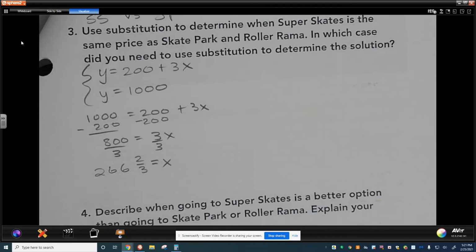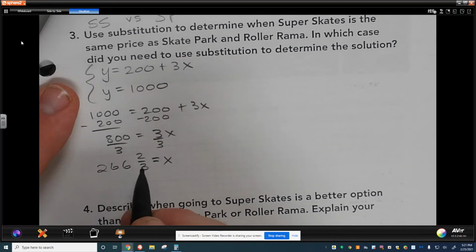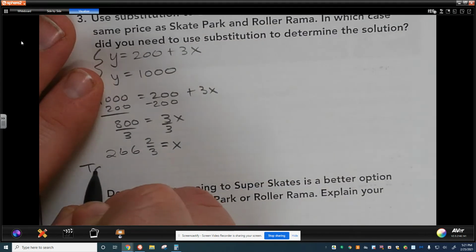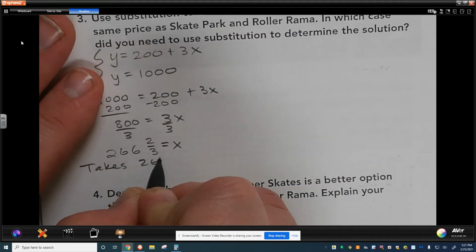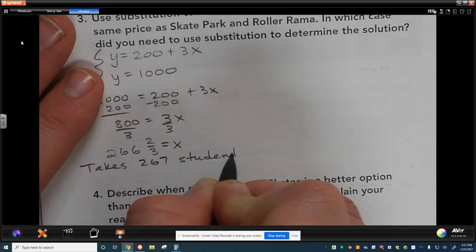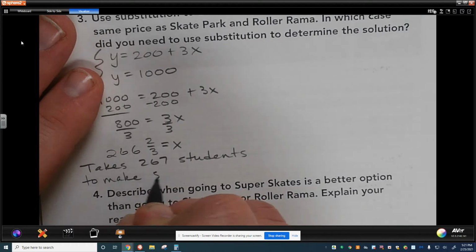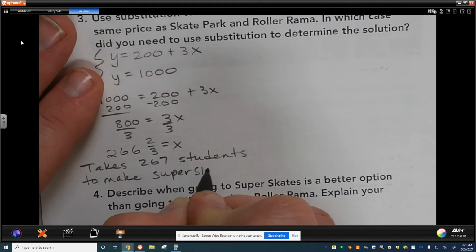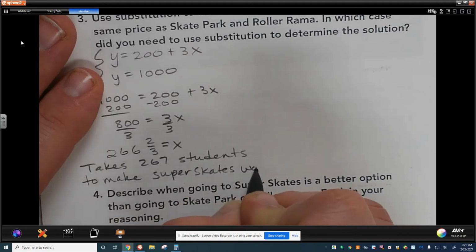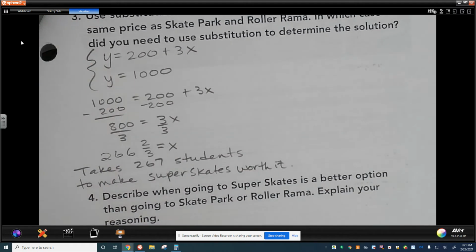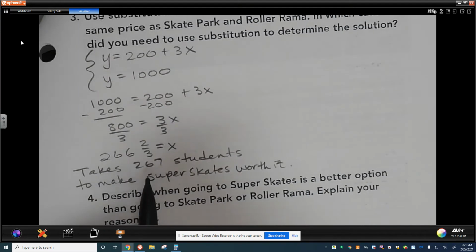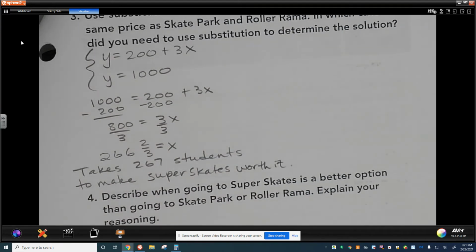It's going to take 266 and 2/3 students to go to Skate Park to be equal to Super Skates. But we're not going to be taking 2/3 of a kid, so it takes 267 students to make Super Skates worth it. So worth $1,000. It would be just over $1,000 for 267 students.